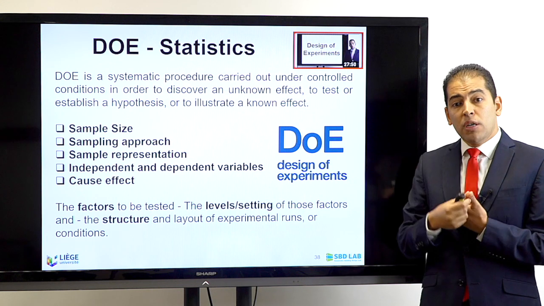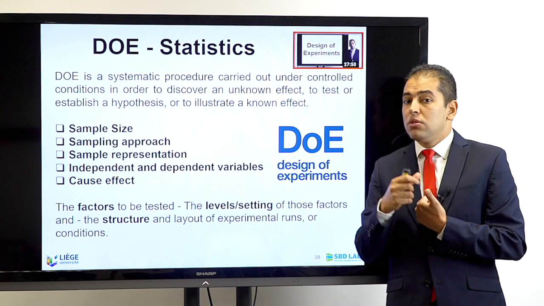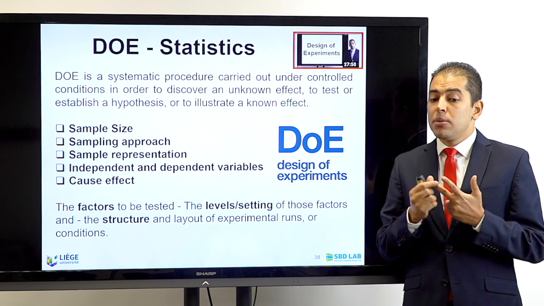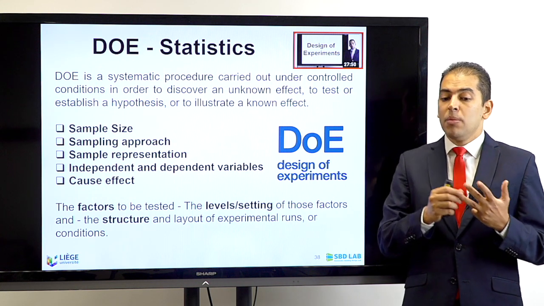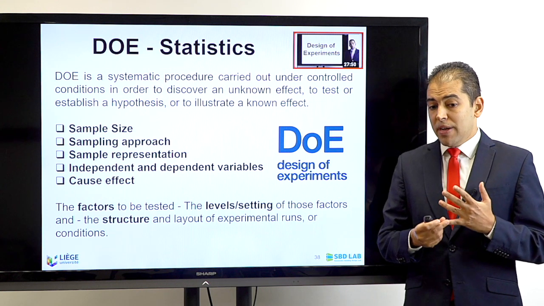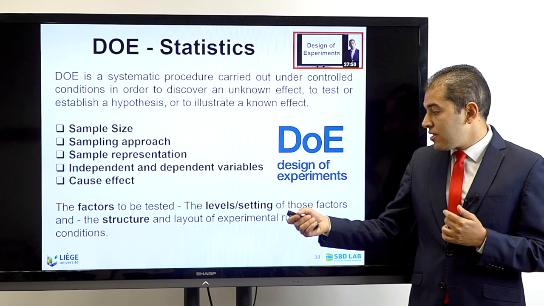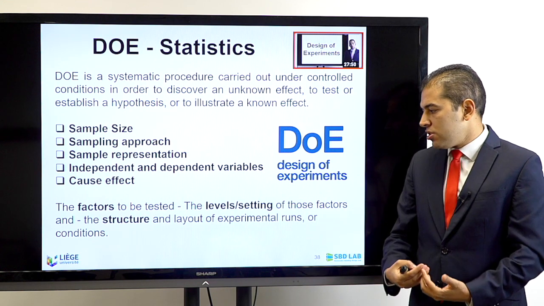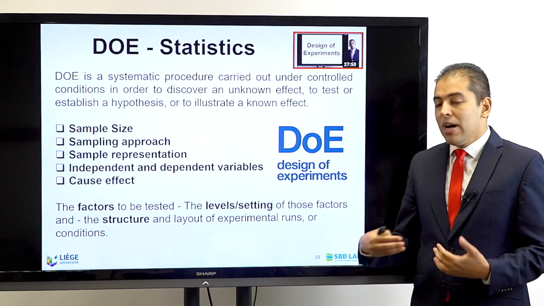And here you need to define, when you do your design of experiment, you need to discuss your sample size, your sampling approach, your sampling representation, the independent and the dependent variables, and the cause effect. And the factors to be tested, the levels or the settings of those factors, and the structure and the layout of experimental runs or conditions.